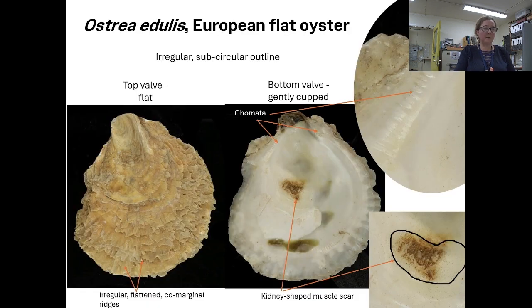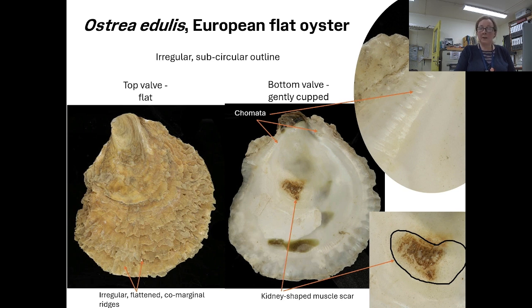This is the European flat oyster, and you can tell it apart. You can see the irregular subcircular outline. The top valve on the left is flat, and the outside of it has irregular flattened comarginal ridges on it. The bottom valve on the right hand side is gently cupped, and on the inside you can see these tiny little crinkles that are called comata, and they actually travel all the way around the inside margin of the shell, and that's quite a diagnostic feature for this species.